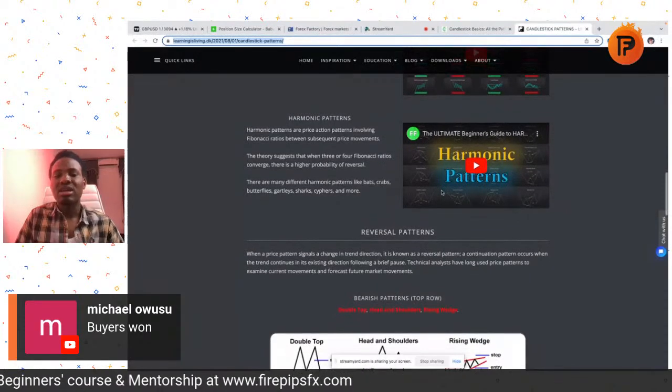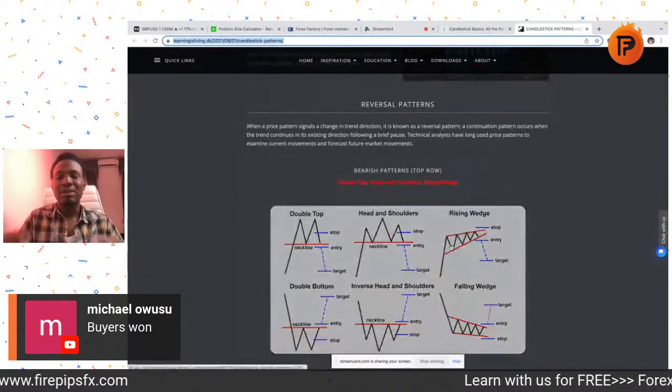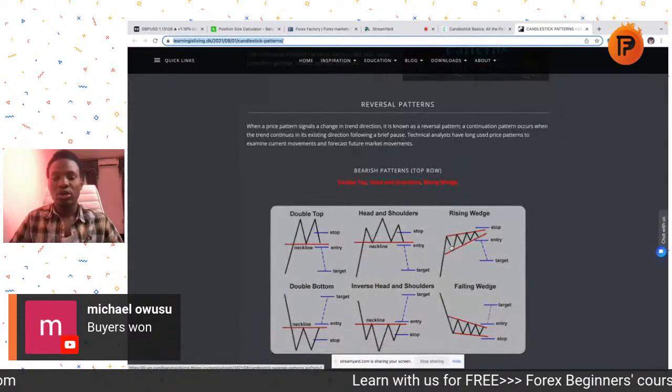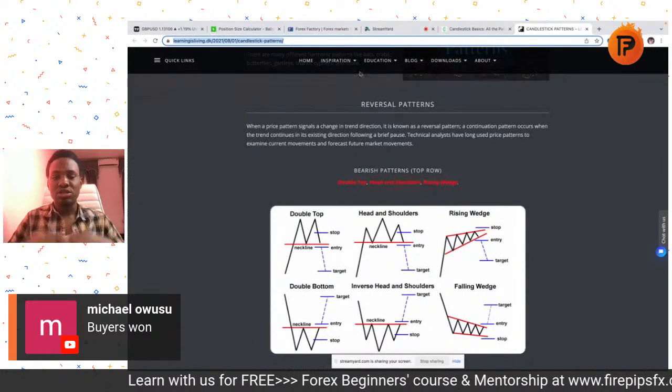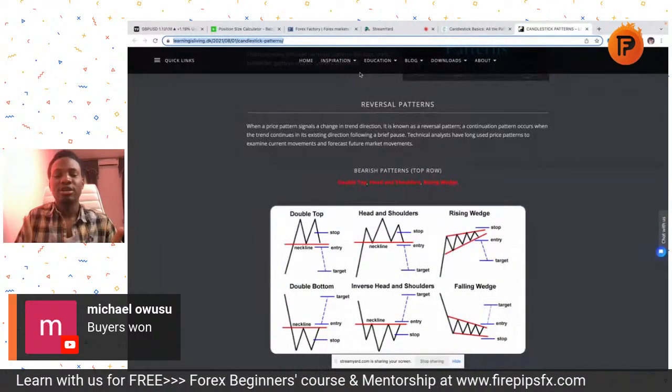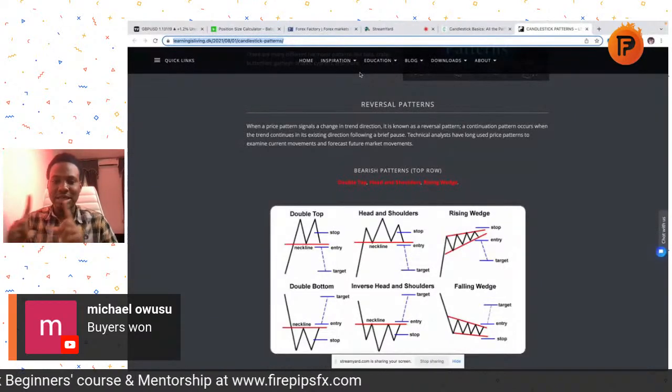Reversal patterns are patterns that tell you that whenever you see this pattern, just know that the trend is about to end. It's reversing. So if formerly you're in a buy trend, an uptrend, and you see this reversal pattern, stop buying. Just know that the market is going to slow down and turn to the sellers' side.